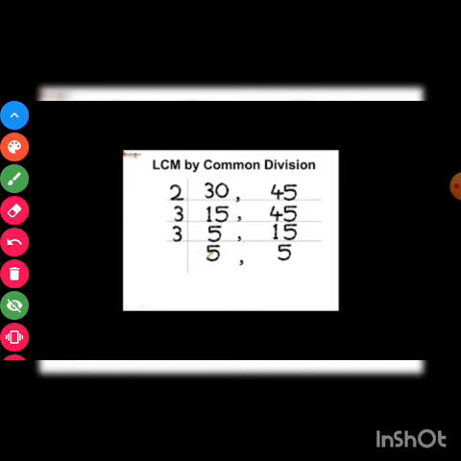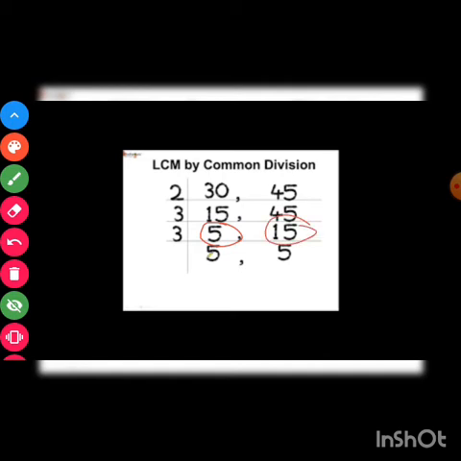It doesn't matter, you can begin with 5 also, but we try to do it with the smaller number and then we proceed towards the bigger number. So first of all, let us divide this 30 by 2. You will get the quotient 15. And since 45 is not divisible by 2, it will be written as it is. Now 15 and 45 both are divisible by 3. So let us divide by 3. You are getting the quotients 5 and 15 respectively.